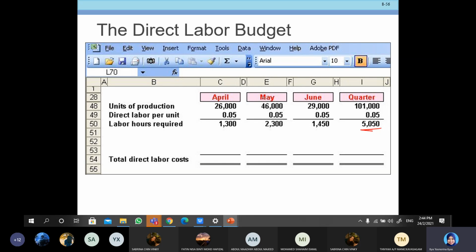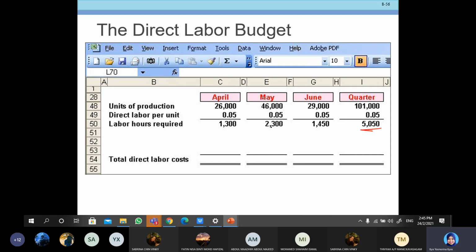Now we have minimum hours, which is 1,500. Now please identify which of these months is less than 1,500. Which one? Less than 1,500. Okay, April and June. Even though it's less than 1,500, we need to pay them 1,500 because it's the minimum. What about May?